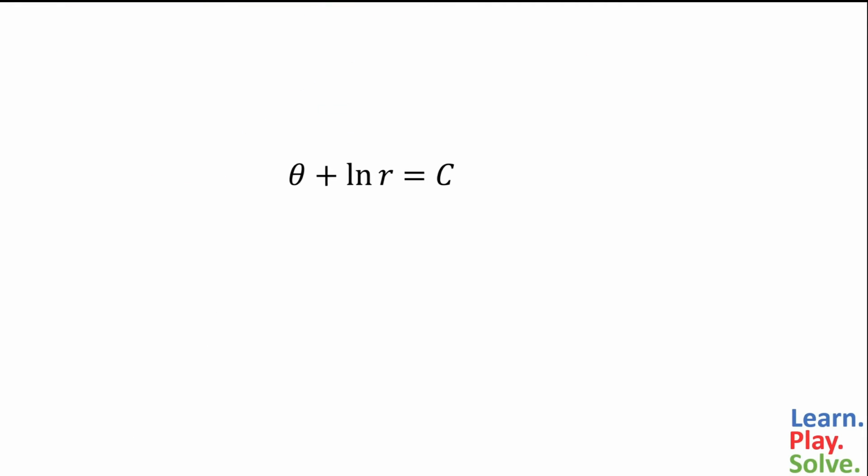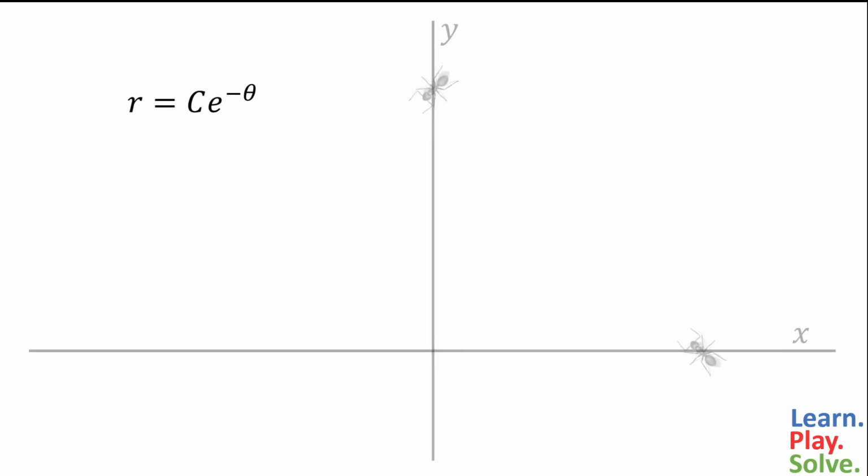If we solve for r, we get e to the c minus theta, which is the same as e to the c times e to the negative theta. E to the c is still just a constant, so the e will be absorbed by the c, leaving us with c times e to the negative theta. We now need to figure out what c is.